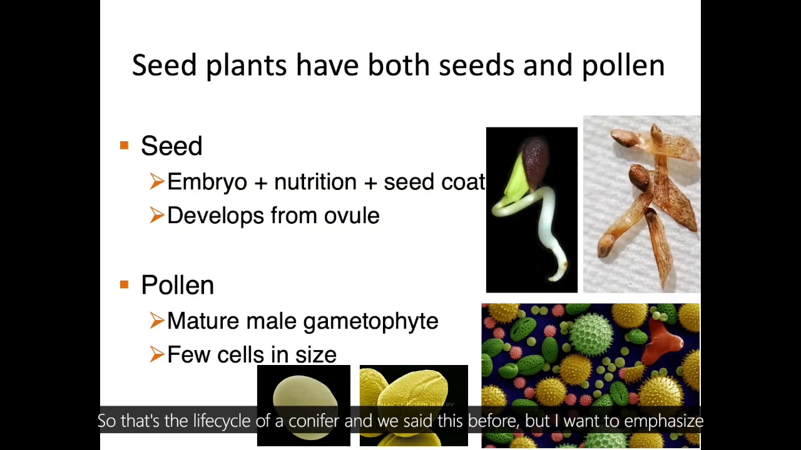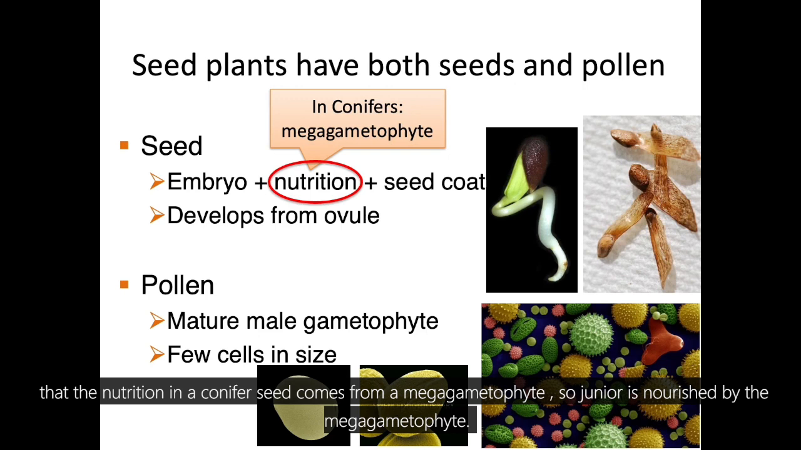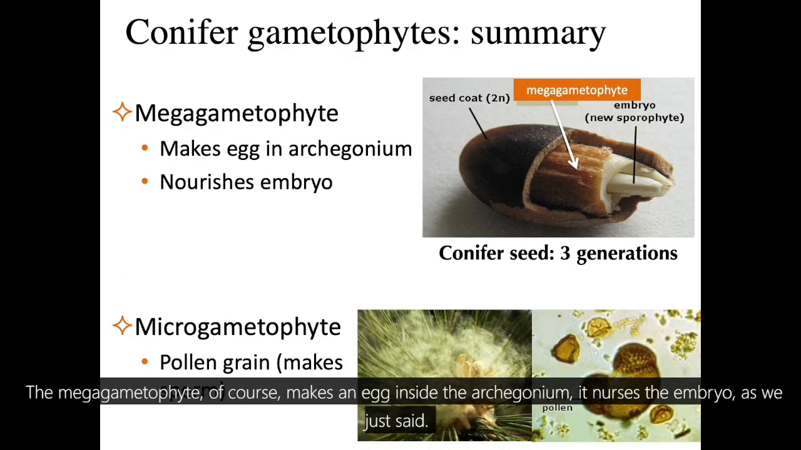And we said this before, but I want to emphasize that the nutrition in a conifer seed comes from the megagametophyte. So Junior is nourished by the megagametophyte. The megagametophyte, of course, makes an egg inside the archegonium. It nourishes the embryo, as we just said.